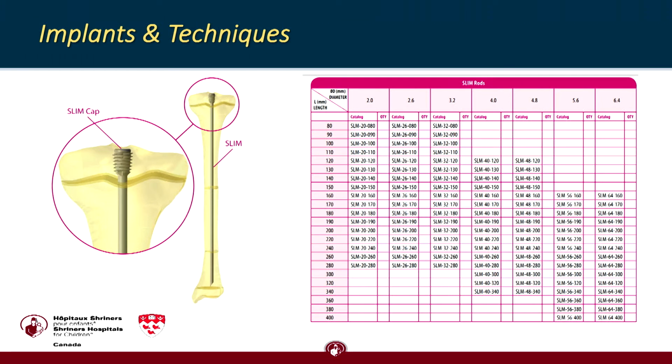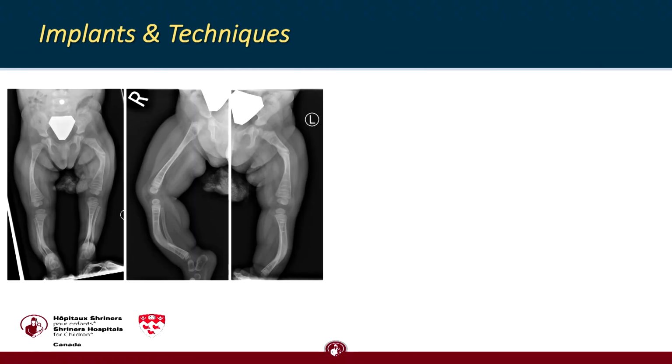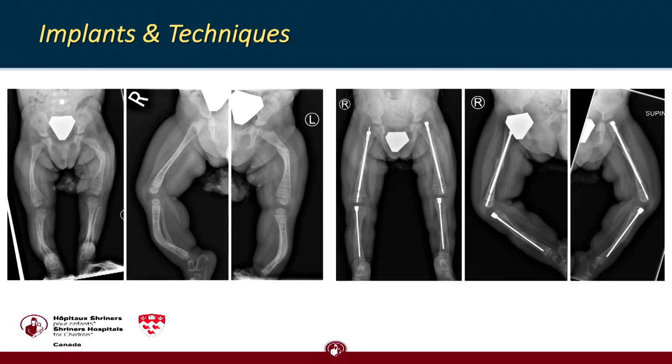Another implant, which is not well described in the literature, we're working on a publication very soon, is the slim nail. It's a solid rod with a proximal purchase, and there is a locking option also. It comes in many sizes, from a diameter of 2.0 until 6.4, and many lengths also. This is an example of an OI kid, again, with a very narrow bone in the tibia. The femur was fixed with the FD rods, and the tibias were fixed with the slim nail 2.0. It's like putting a toothpick in the bone.